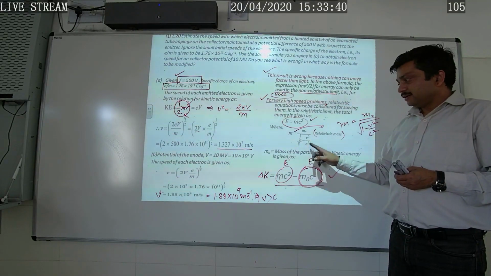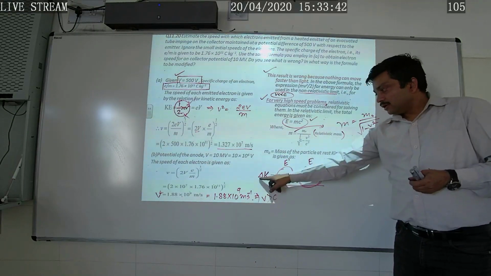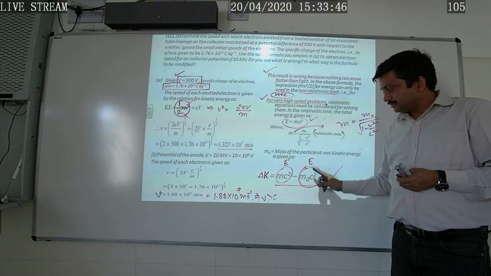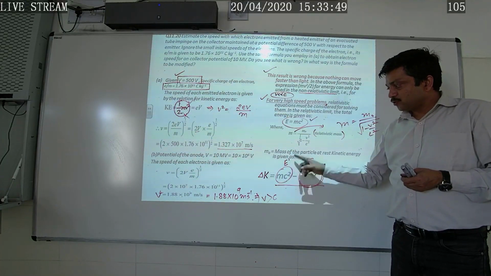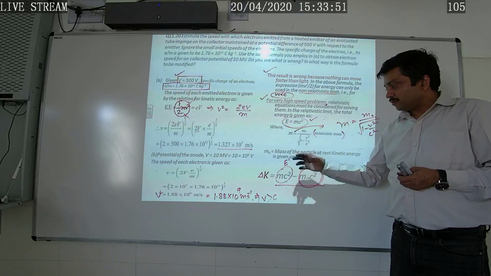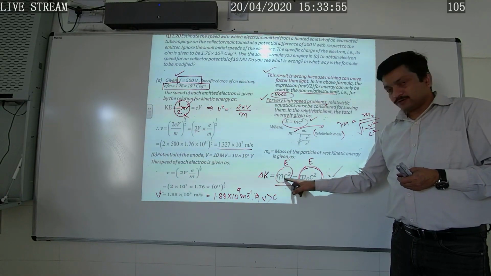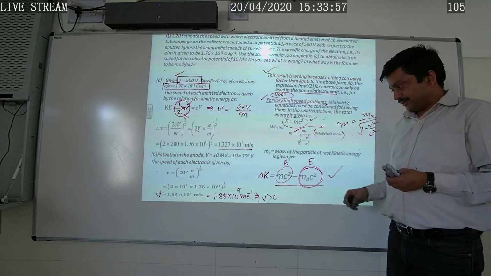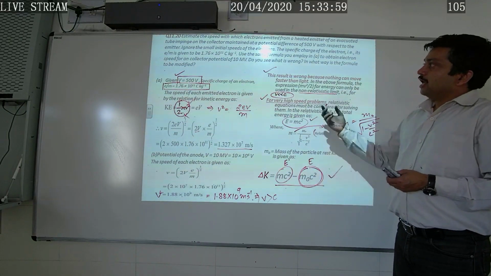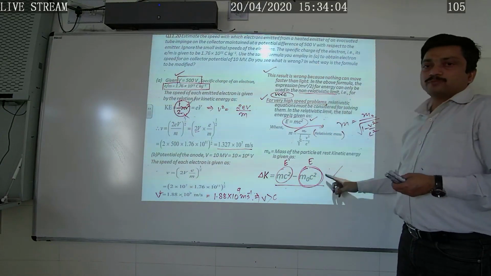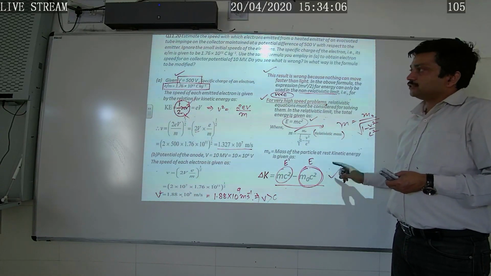Clear? Further, the change in kinetic energy. When the particle is at rest, its energy is given by this formula. If it starts moving, then the formula becomes E dash equal to mc square, where m is the relativistic mass. So in this way, the formula will get modified. You have to do this question like that.